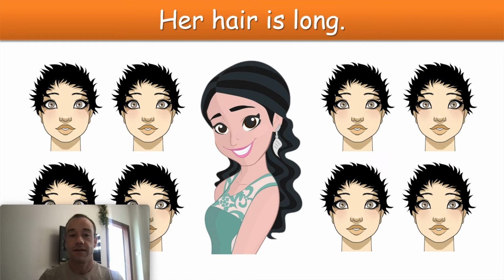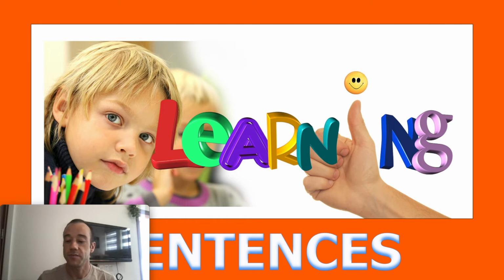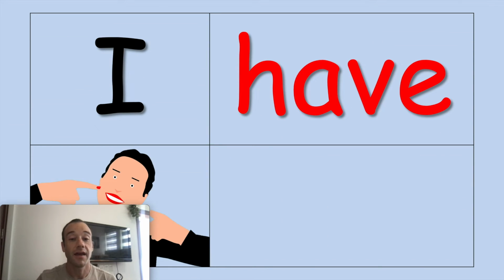Okay, say the sentence together. Okay, then go on to the next part of the lesson. So the next part of this lesson we're teaching sentences. So we have, I have.